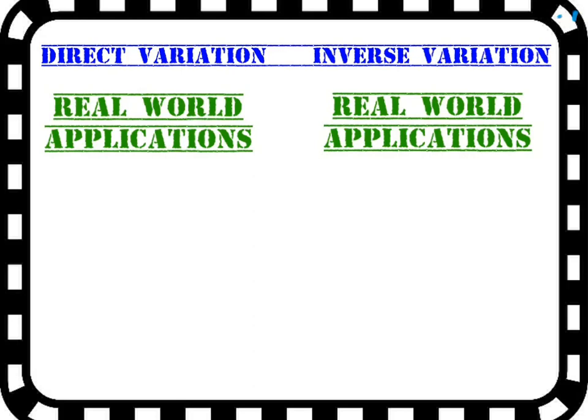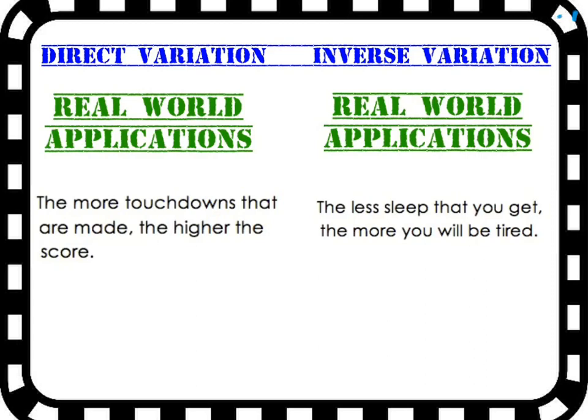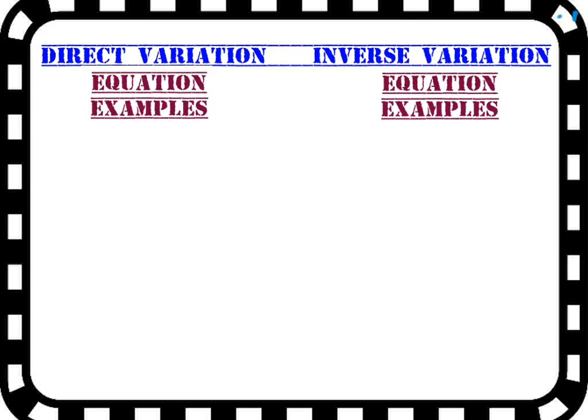All right, here are some real-world examples. And remember, this direct variation was the more touchdowns that are made, the higher the score is. One increases, the other increases. The inverse variation is the less sleep you get, the more tired you will be. So there's that opposite connection.